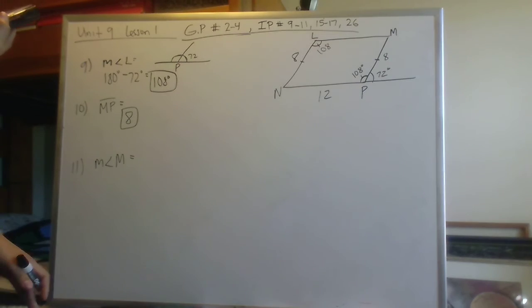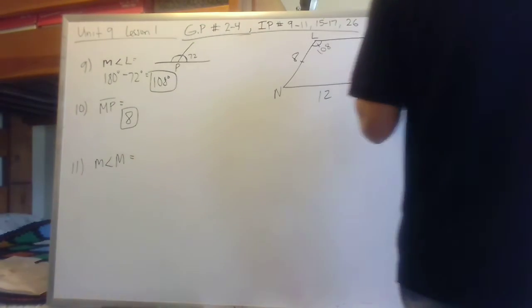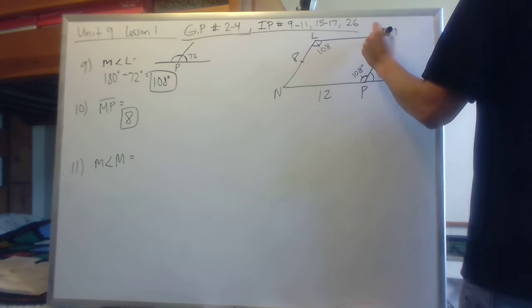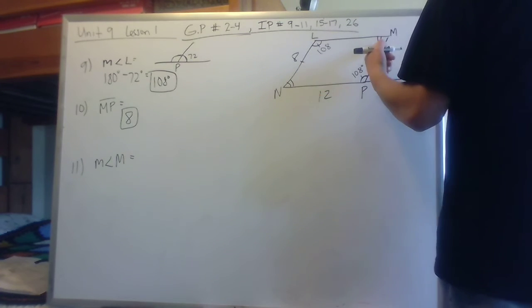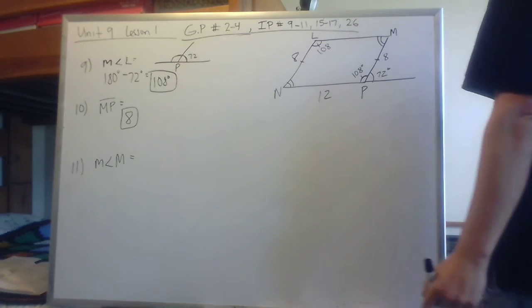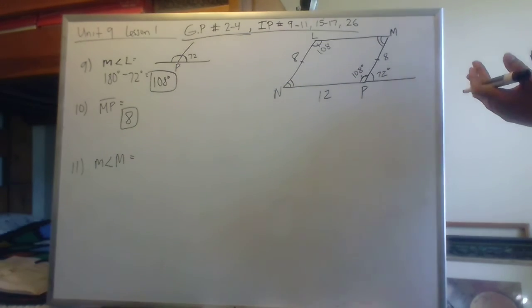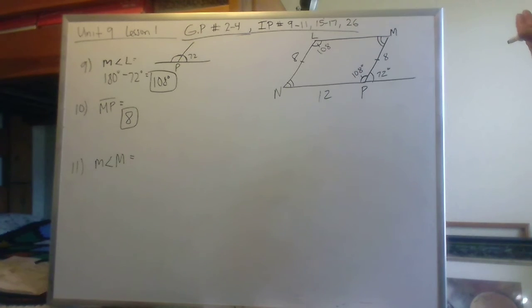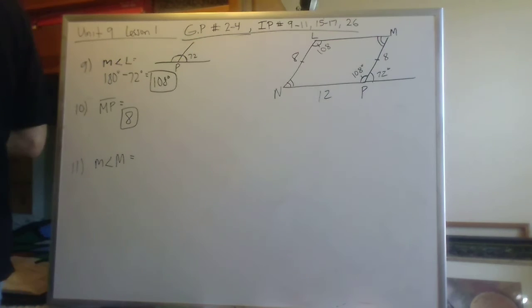Okay, so now we're going to look at the measurement of angle M. So we know that the measurement of angle M is going to be congruent to the measurement of angle N. This brings us to another property of parallelograms that we can discuss.